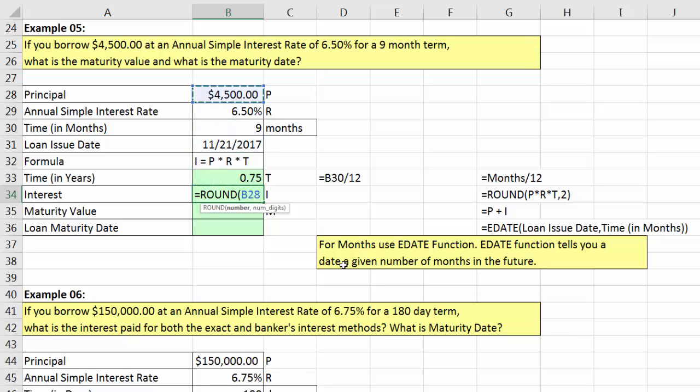We can calculate our simple interest amount equals the round tab. Arrow up, principal P times. There's the rate for the whole year. But now we need to take less than the whole year. And what fraction of the year are we going to use? 0.75. In essence, that fraction of a year takes the full amount and takes 3/4 of it, or 0.75, comma 2, close parentheses, and enter. So $219.38. Now maturity value, that's the amount that's due in total in 9 months from the issue date. Well, that's going to be maturity value, principal plus our interest, and enter.